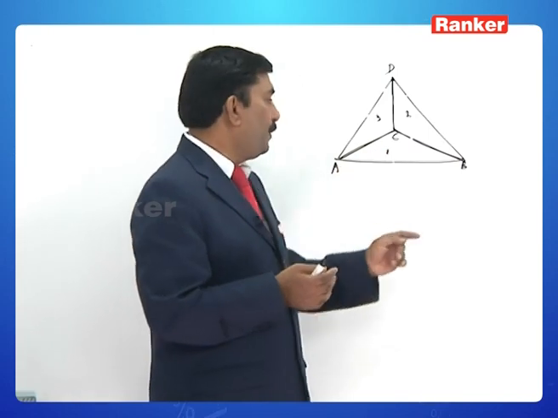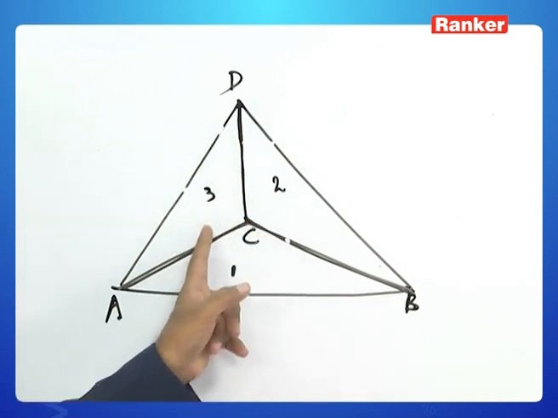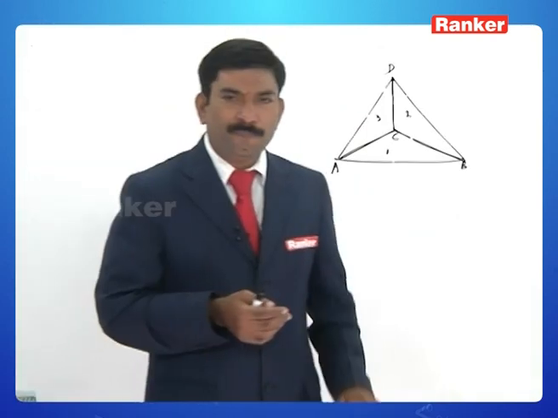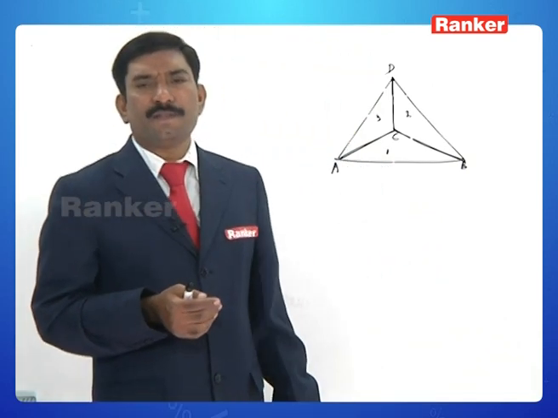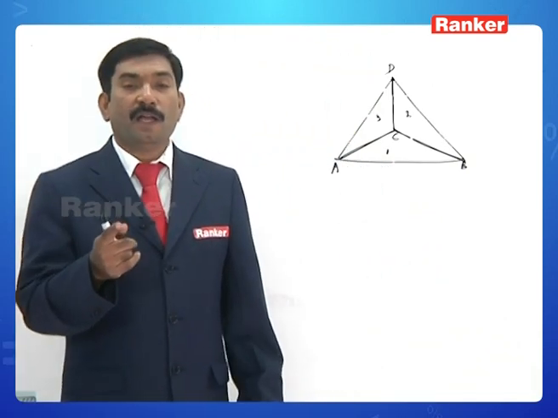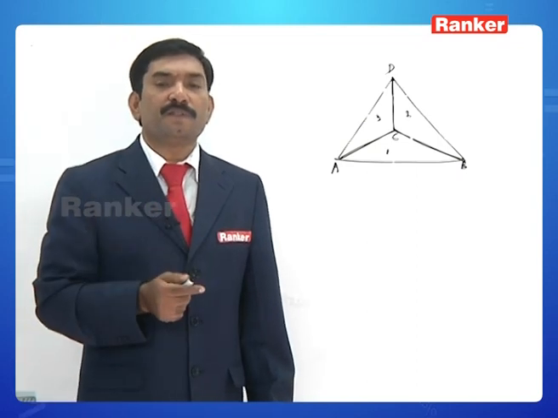4 faces. One is ABC, triangle ABC, triangle BCD, triangle ADC, triangle what? ABD. So therefore, tetrahedron has 6 edges and 4 faces. Each face will be the what? Triangle.